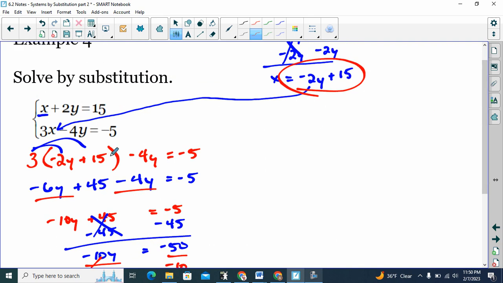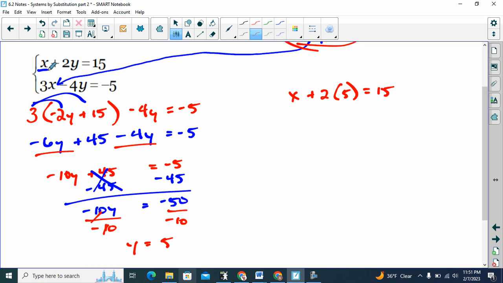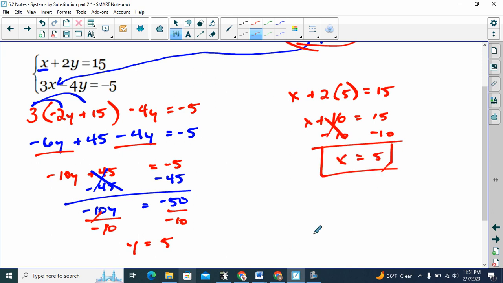We can get x by plugging 5 into either equation. I'm going to go with the top one. x plus 2 times y equals 15. x plus 2 times 5 equals 15. 2 times 5 is 10. Subtract 10 from both sides. I get x equals 5. So x equals 5, y equals 5.